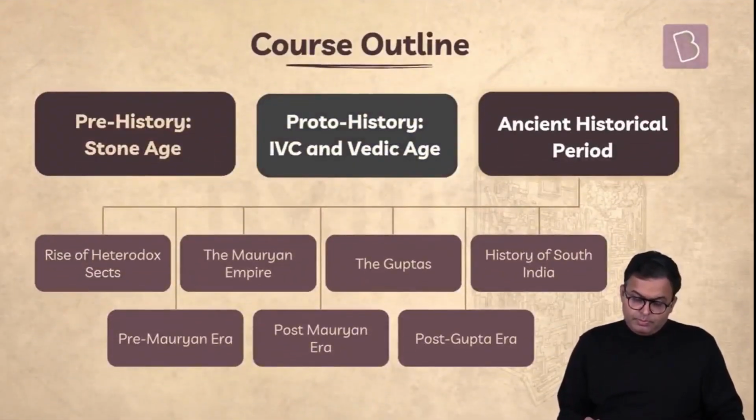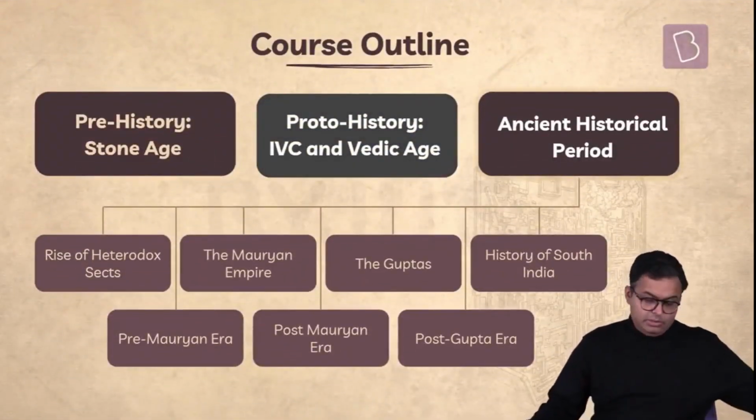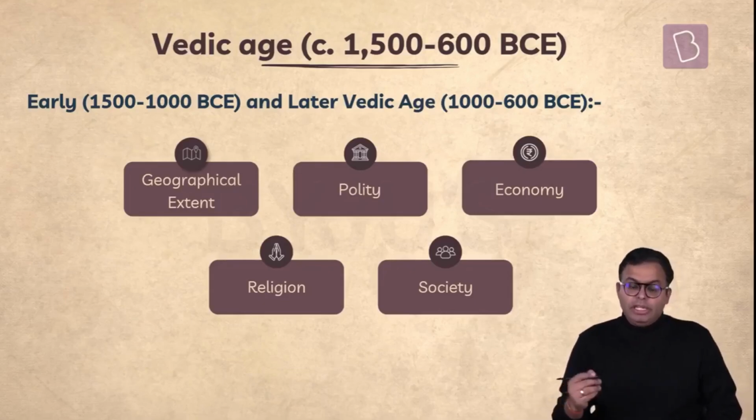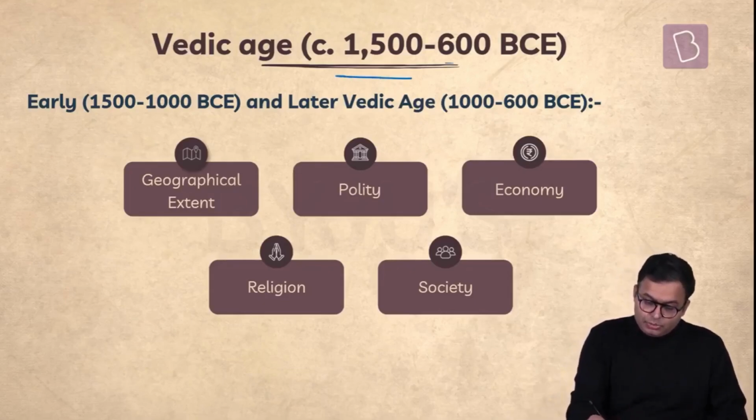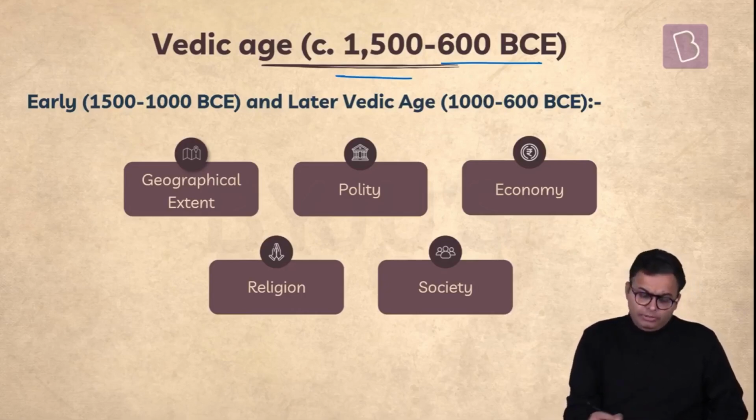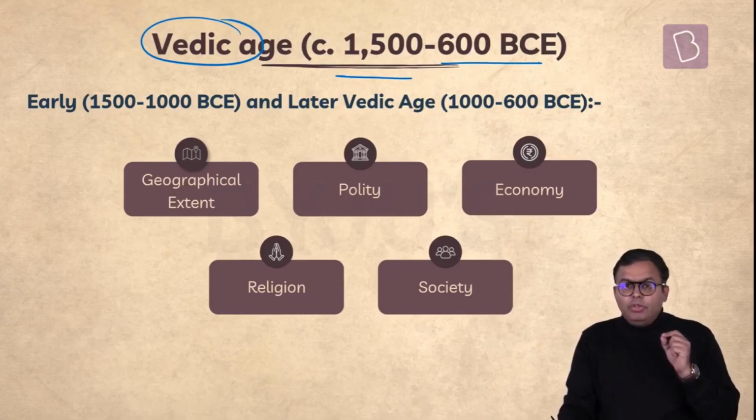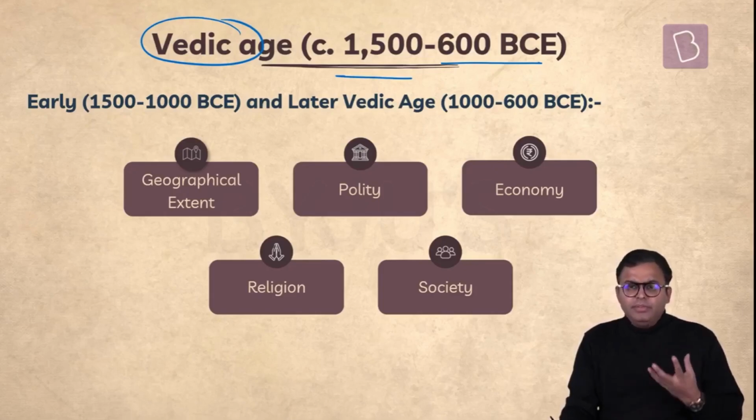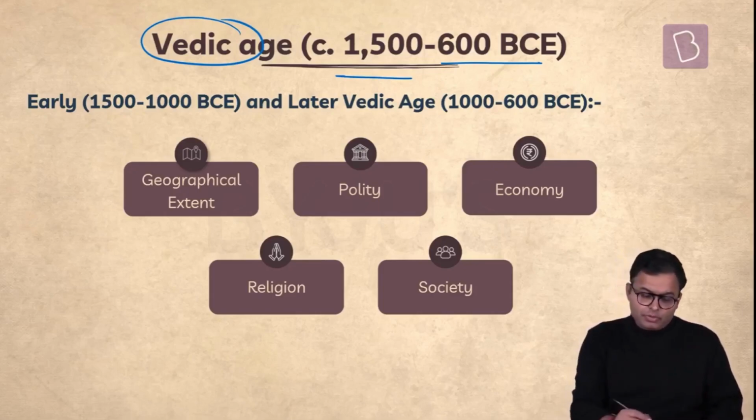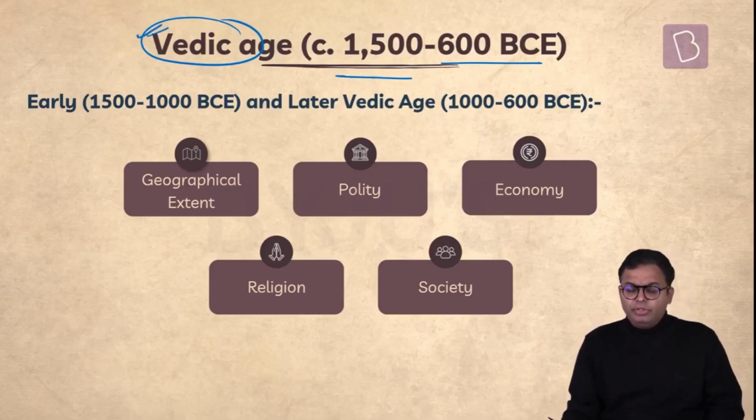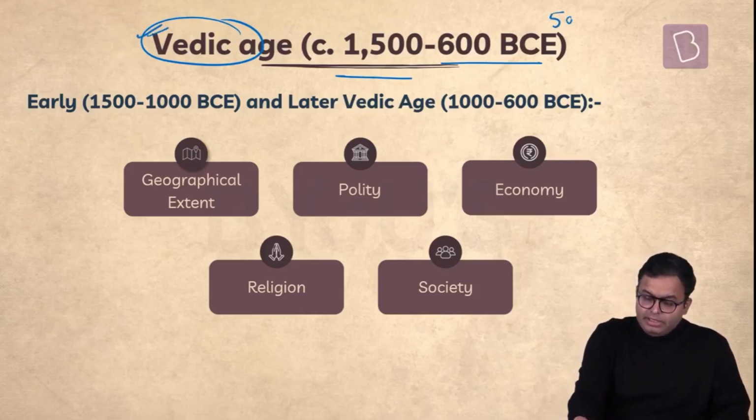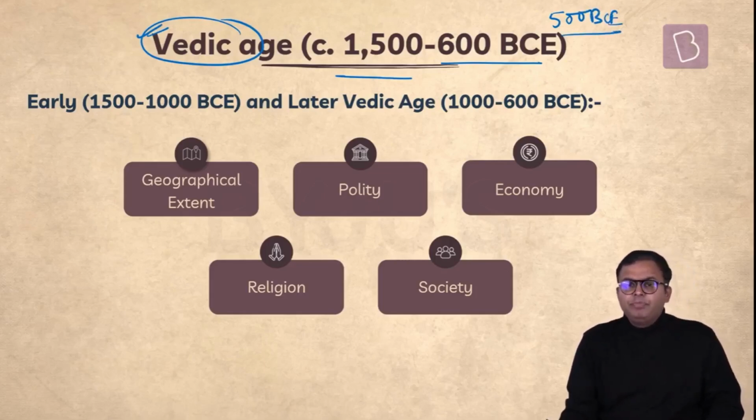Now, moving to Vedic age. Vedic age from 1500 BC to 600 BC. Now, the name Vedic age has come because the knowledge, information about the society, economy, polity, belief system, everything else is based on the Vedic texts. Even if the Vedic texts were compiled, as we have just referred, only after 500 BC.